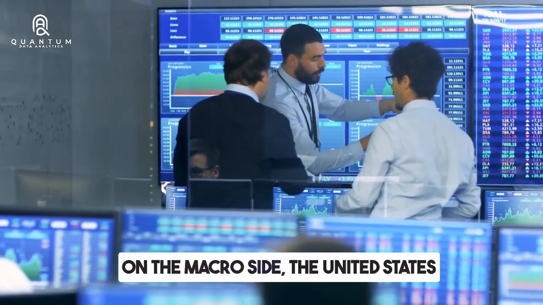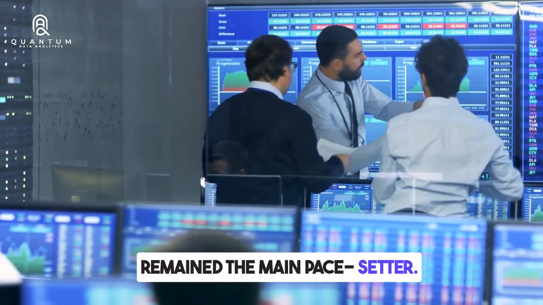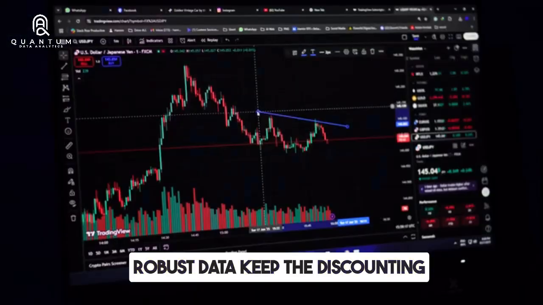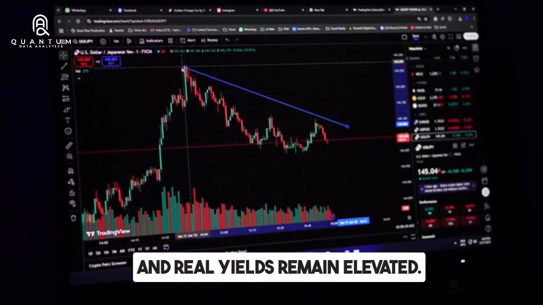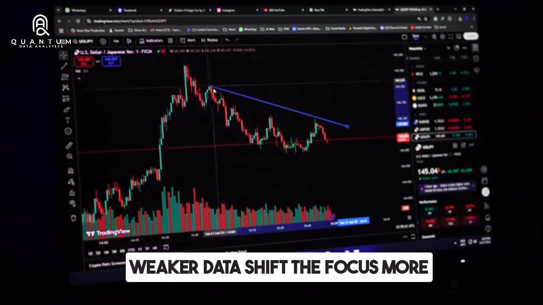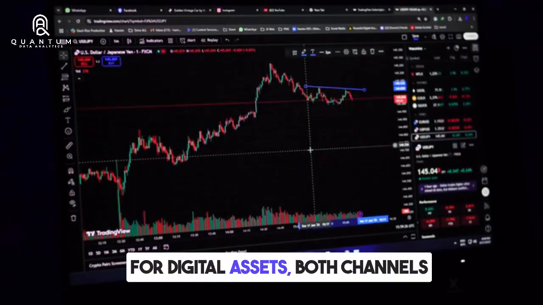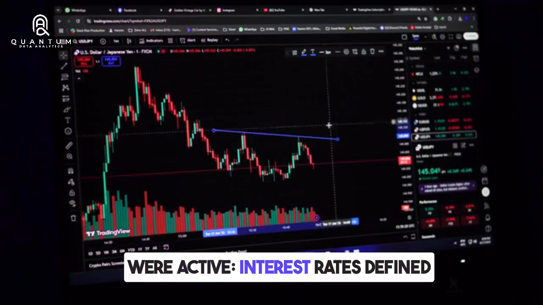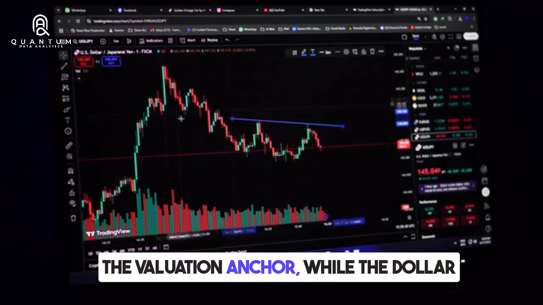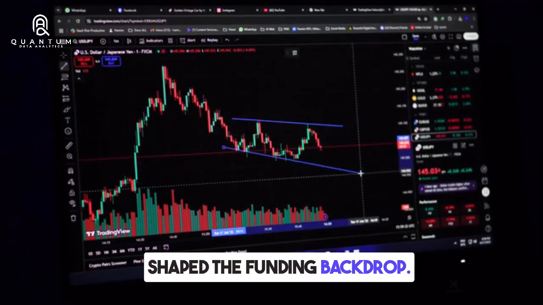On the macro side, the United States remained the main pace setter. Robust data keep the discounting channel tight because nominal and real yields remain elevated. Weaker data shift the focus more toward growth and liquidity. For digital assets, both channels were active. Interest rates defined the valuation anchor, while the dollar shaped the funding backdrop.